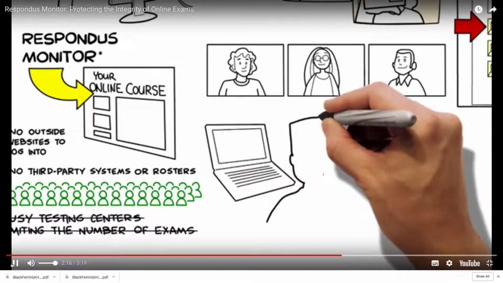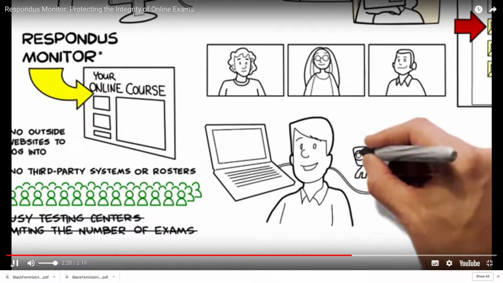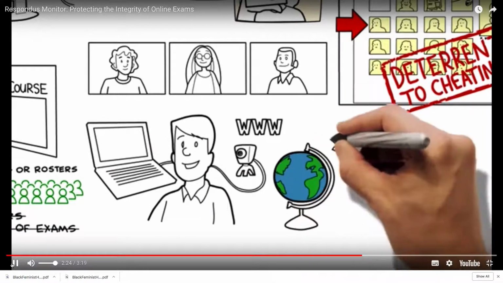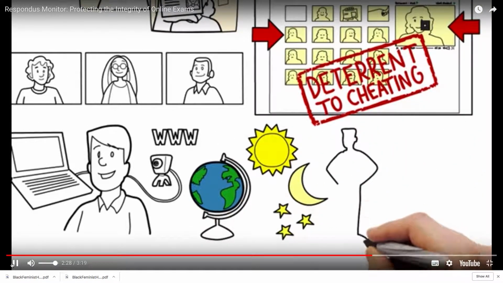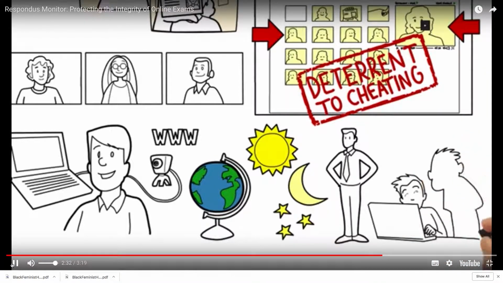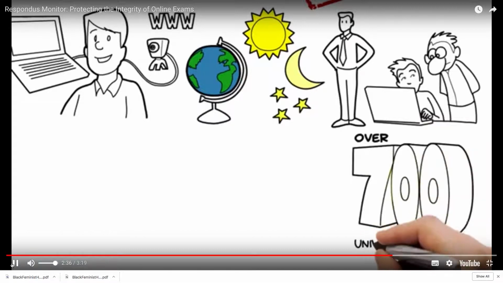For students, the only technical requirements are a computer, a webcam, and a decent internet connection. Exams can be taken from anywhere in the world at any time of day or night. There's no need to schedule a proctor in advance, and students don't have to worry about strangers watching them while taking their exam. Over 700 universities and school districts use Lockdown Browser or Respondus Monitor.